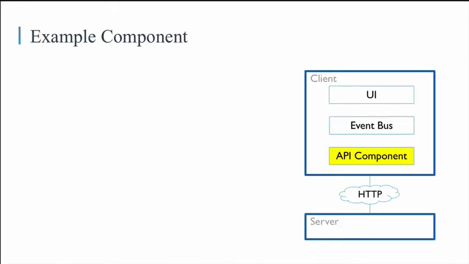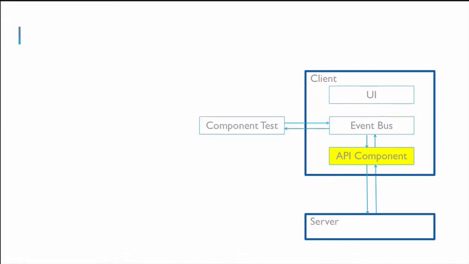Let's do a quick recap of what this component looks like, just so you can understand it more easily. We're trying to test this highlighted API component. So what happens is the UI sends a request to the bus, who passes it on to the API component, who makes an HTTP request, gets back the response, and then sends it to the bus, which passes it back to the UI. So that's what the code is normally doing.